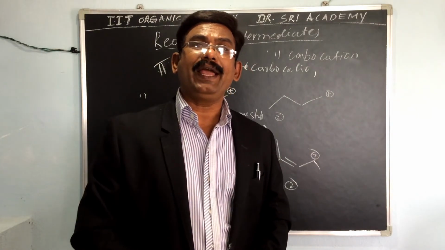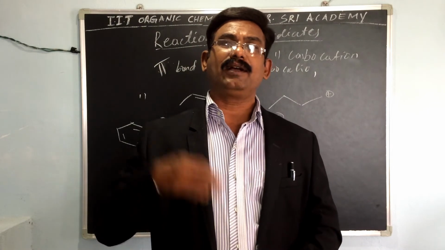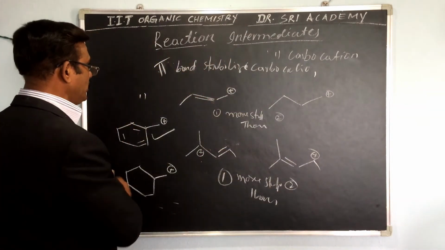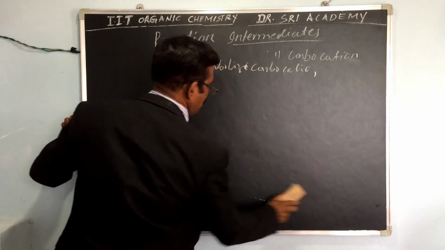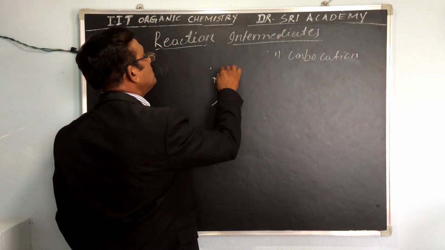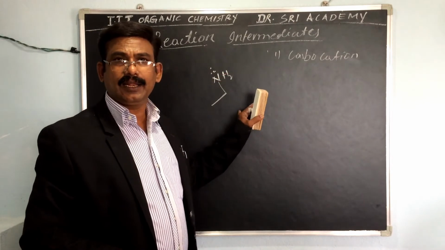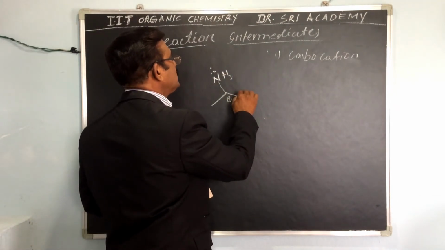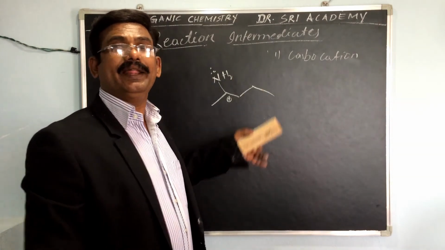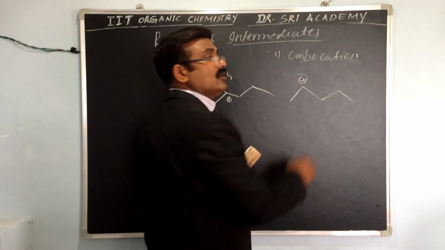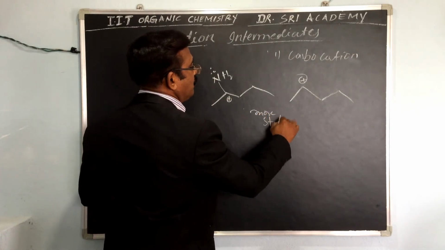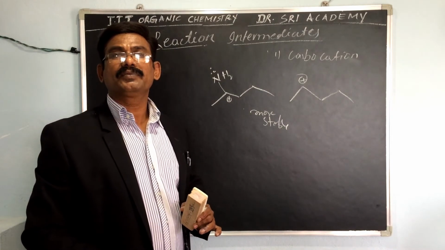Lone pairs adjacent to a positive charge stabilize the carbocations. For example, please note down, these are very, very important. Take NH2, because here the lone pair of electrons is there, with the positive charge. So this compound, and if there is no lone pair, which one is more stable? Definitely this is more stable.